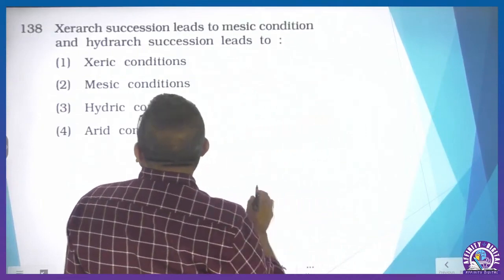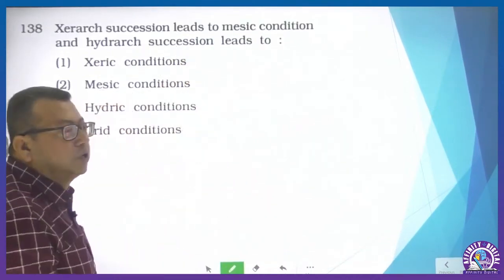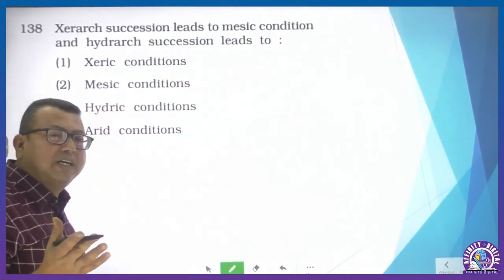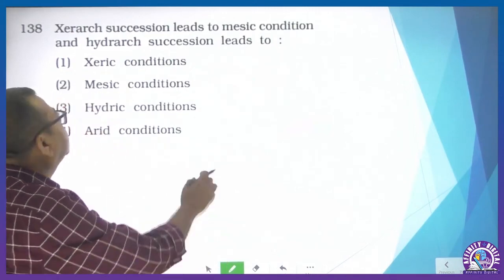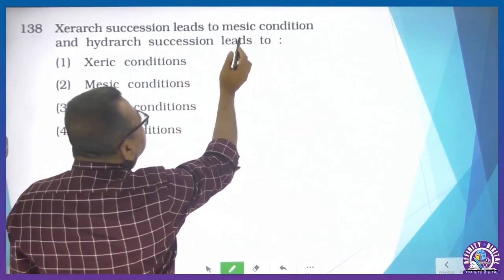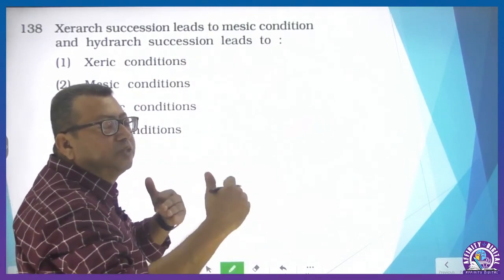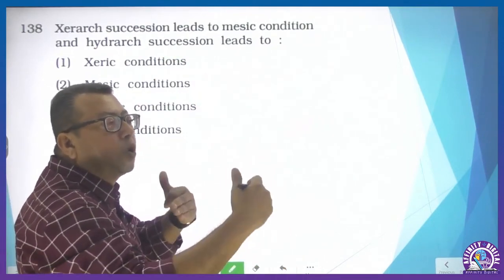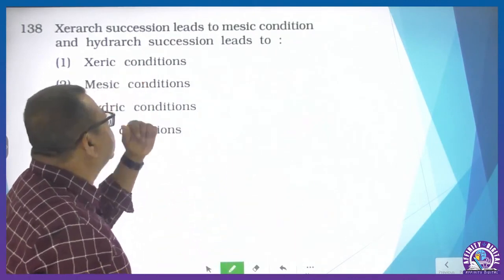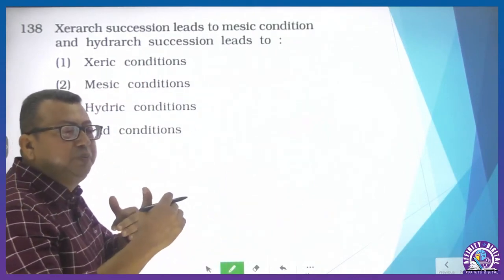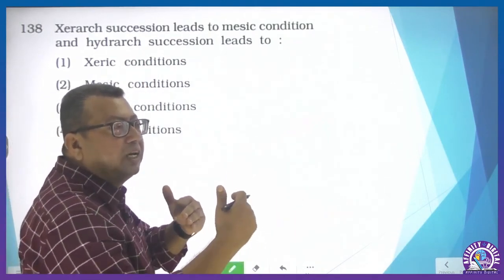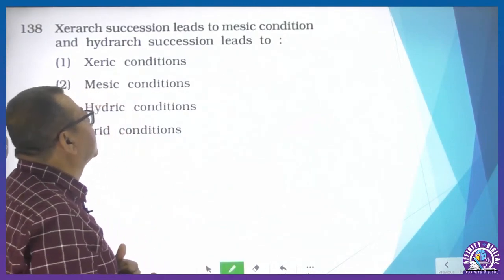Next question. Xeric succession. Ecological succession you have learned in your classes. I have explained it nicely in the class. So xeric succession means succession which begins on a dry surface. That is, succession which begins on a barren rocky surface is called xeric succession. And succession which begins on a water body, a biologically sterile water body, is called hydrarch succession.